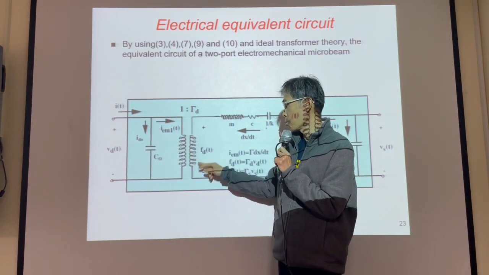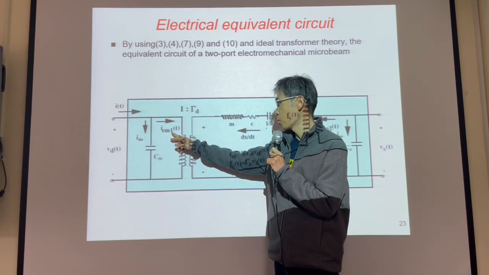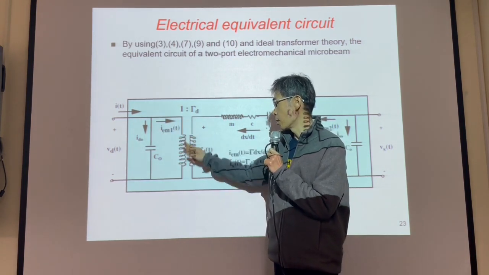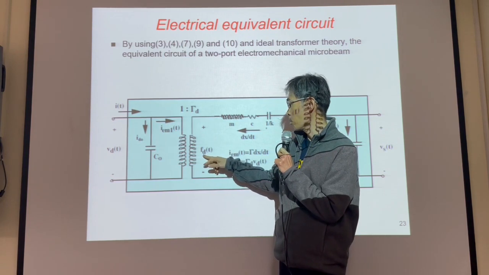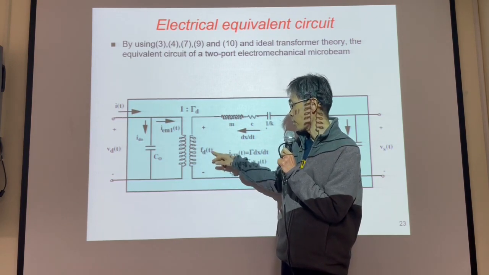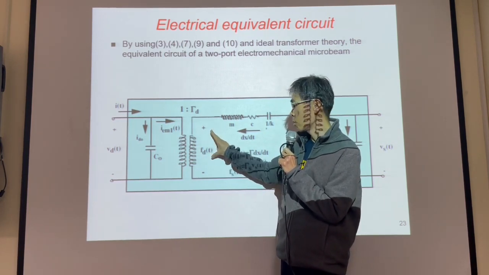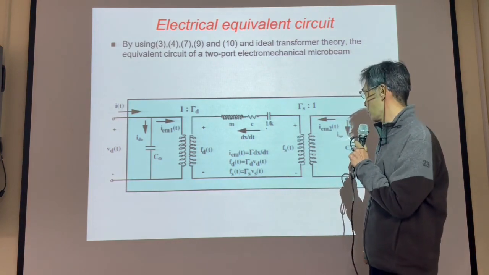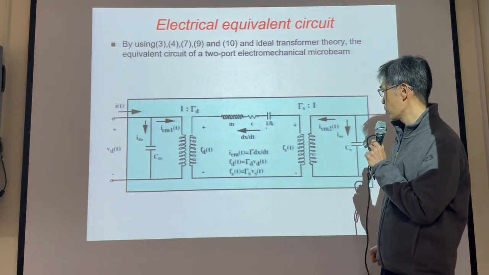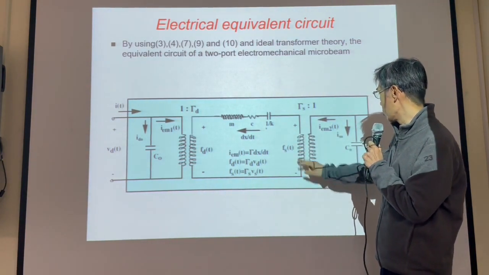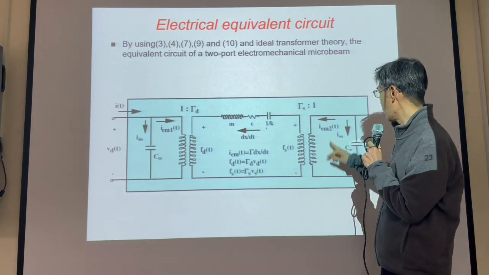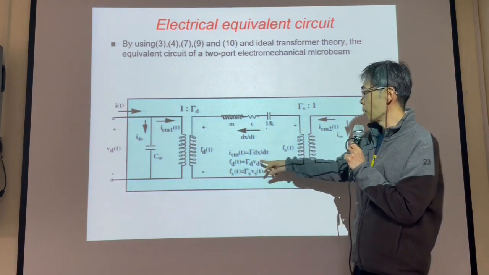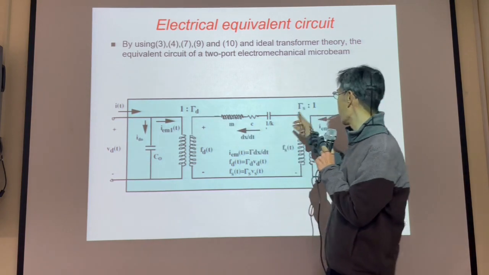So this one is a transformer to transform the current into the force. The force is equivalent to the voltage. And this one is the voltage, and we have the current. And the ratio is gamma D and gamma S.